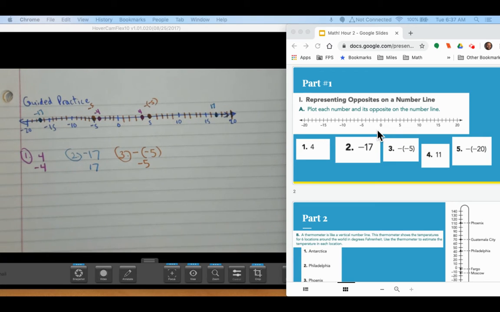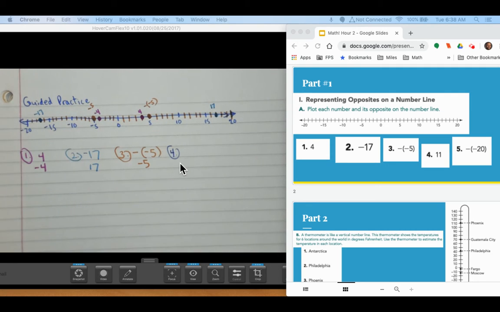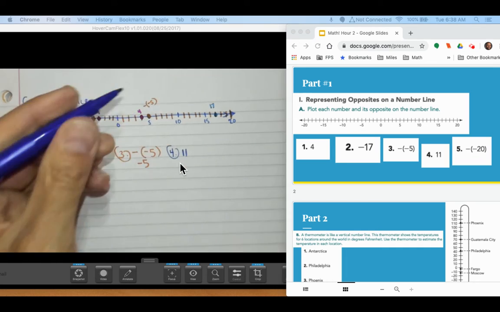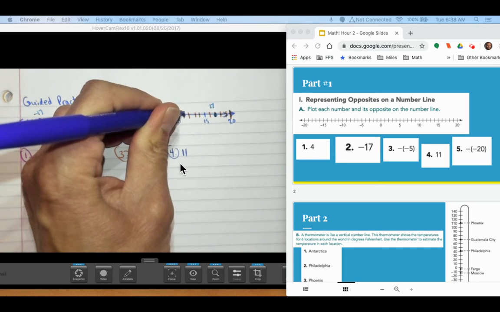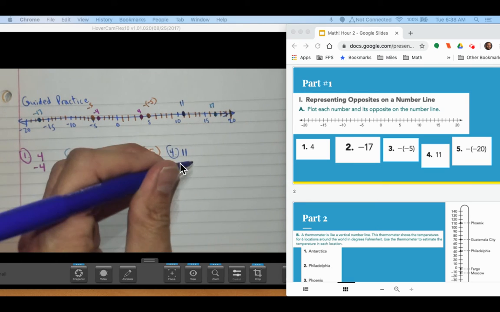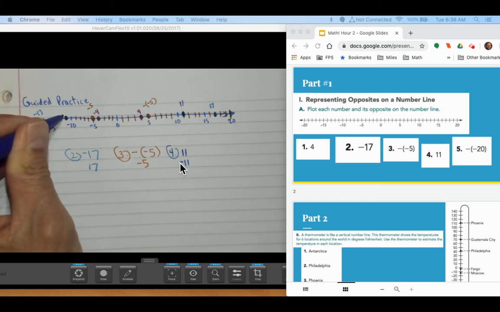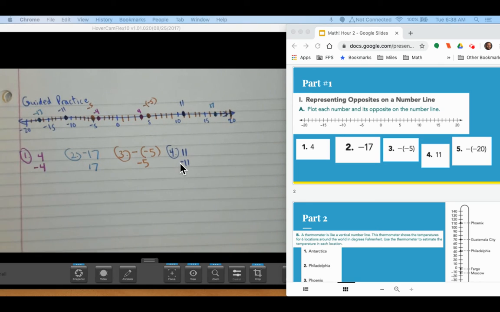Pause it, do number 4, and then come right back. All right, number 4, they give us 11. And so I put 11 on the number line. The opposite of 11 would be -11. So I put -11 on the number line right there. Pause it and do number 5.